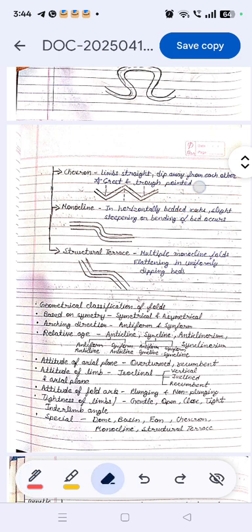In monocline folds, it is the horizontally bedded rocks where slip, steepening or bending of the bed occurs. A little bending of the bed has occurred. This is the monocline. Structural terrace represents multiple monocline folds flattening in uniformly dipping beds. It represents the multiple monocline folds like this.